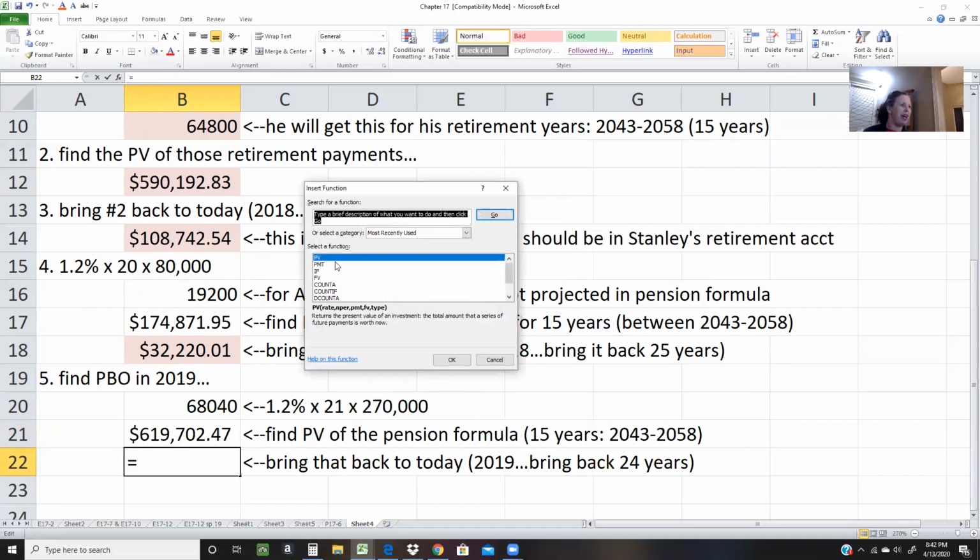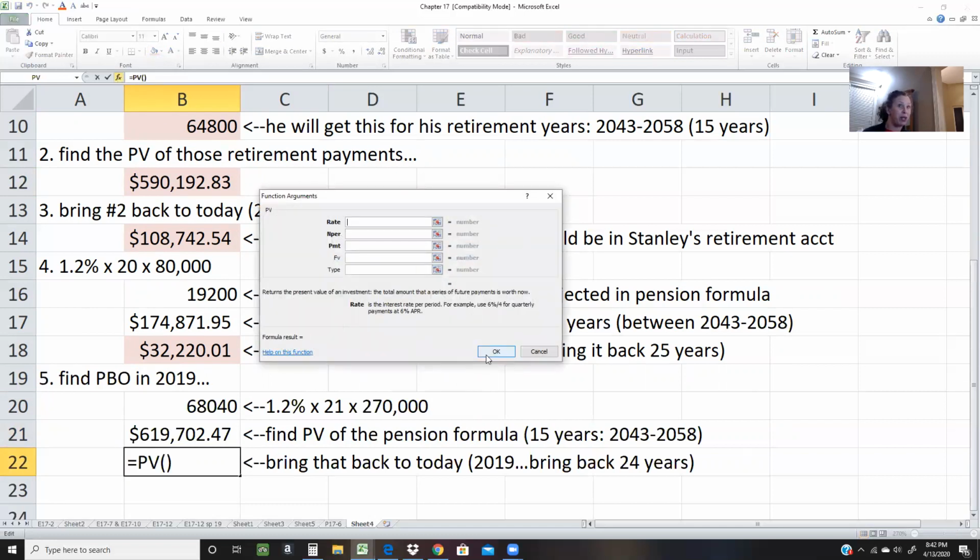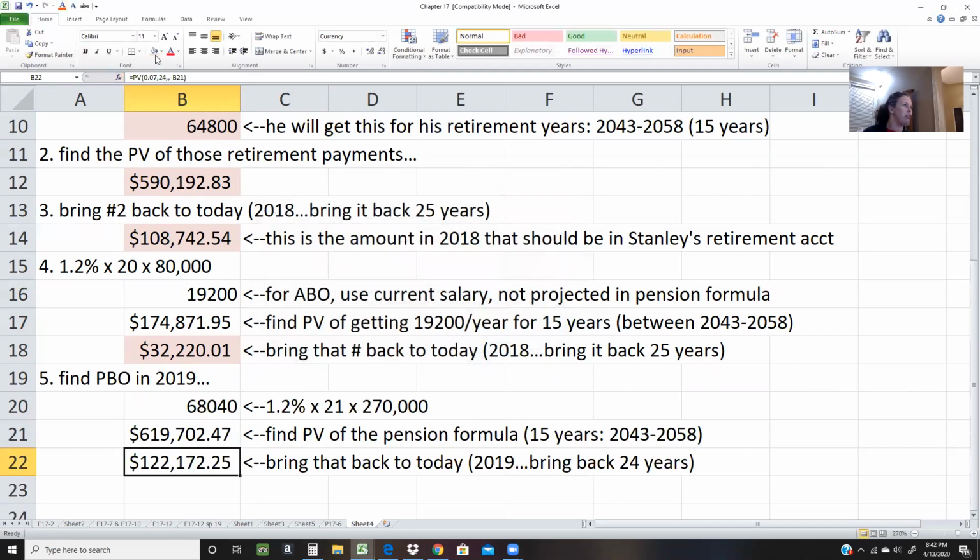And then I need to bring it back to today, which is not 2018, now it's 2019. So we're gonna bring it back 24 years instead of 25 years. And it's not a payment, it's just one time, negative 619,702.47. So now the answer for the PBO is 122. So it had 108 in there and now it grew to 122.